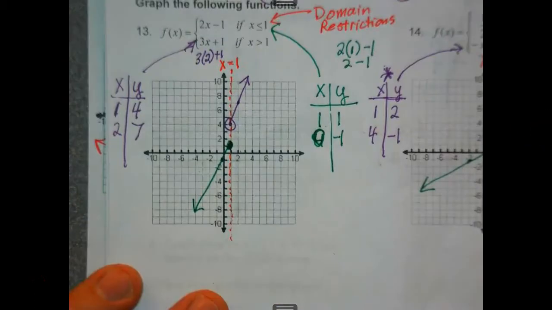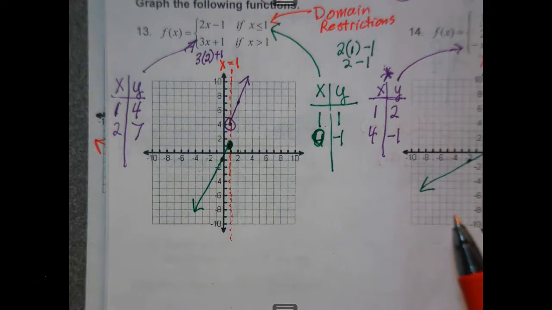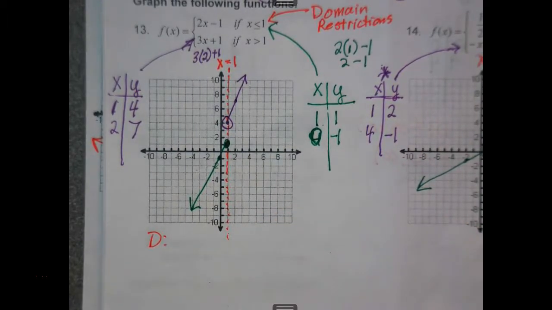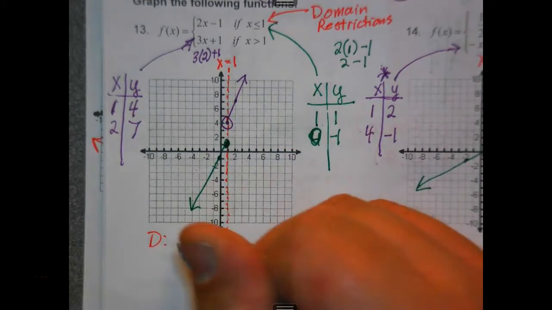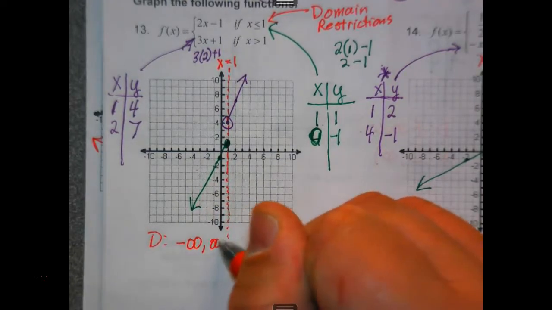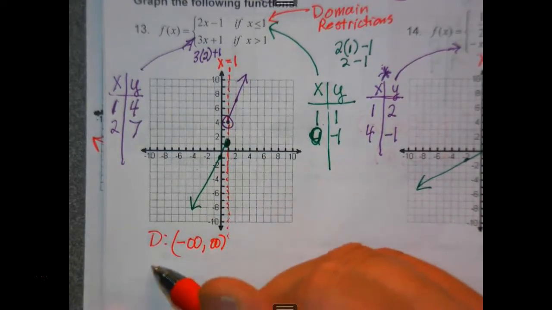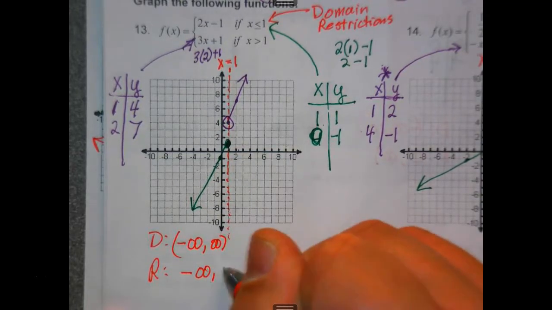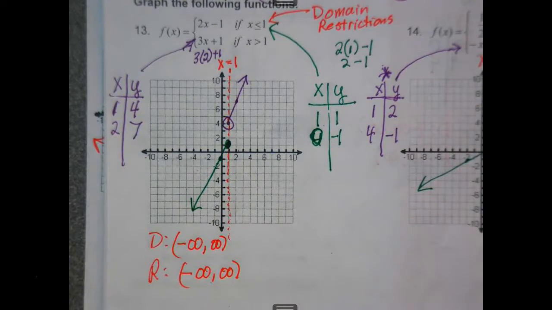Almost done here, guys. What's my domain here? We don't really do domains and ranges for piecewise, but that's okay. My domain is what? What's my smallest x number for this piecewise function? Negative infinity, positive infinity. Do you see a pattern here? Yeah, they're both negative and positive.